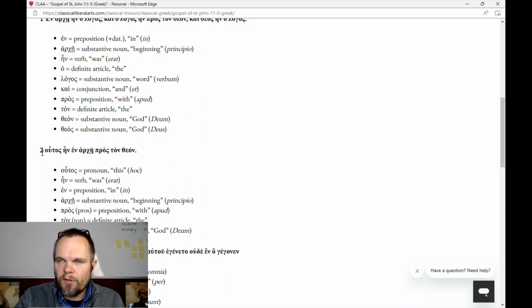Moving on to verse 2, we read, houtos ein en arche pros ton theon. Houtos ein en arche pros ton theon. Houtos, and make sure you pay attention to that pronunciation. There's a lot of stuff going on at the beginning of that word.